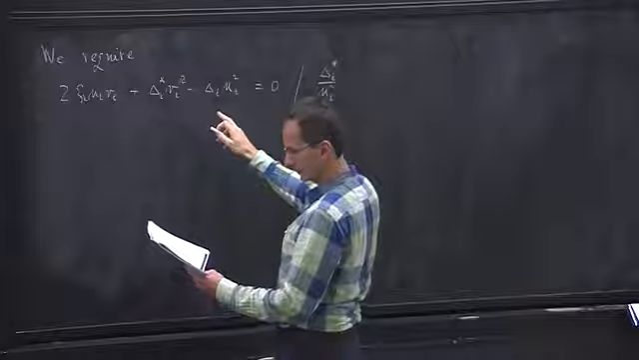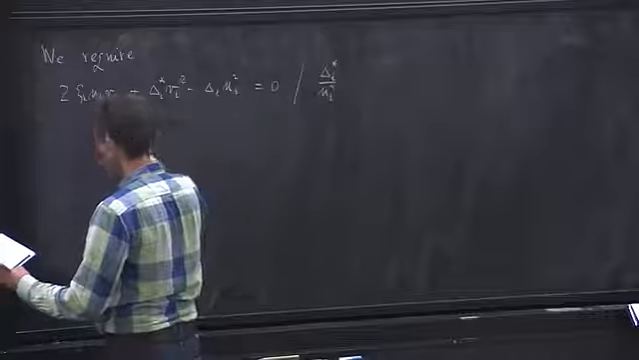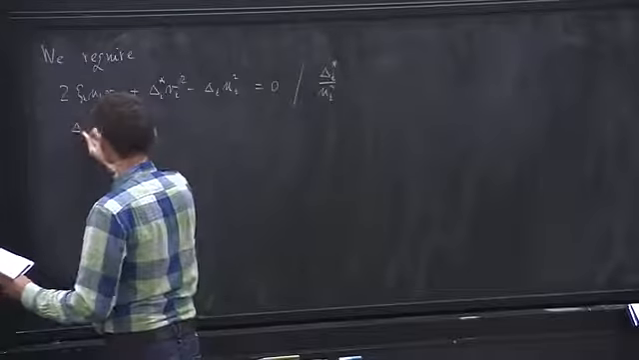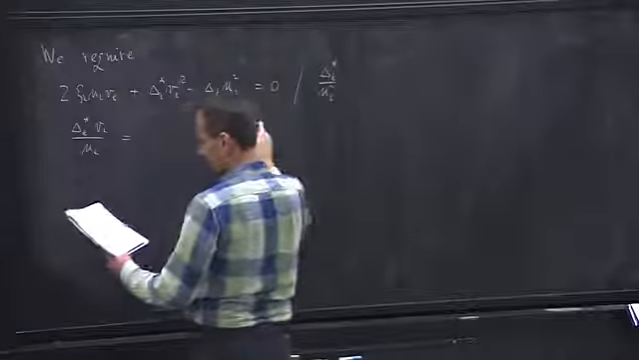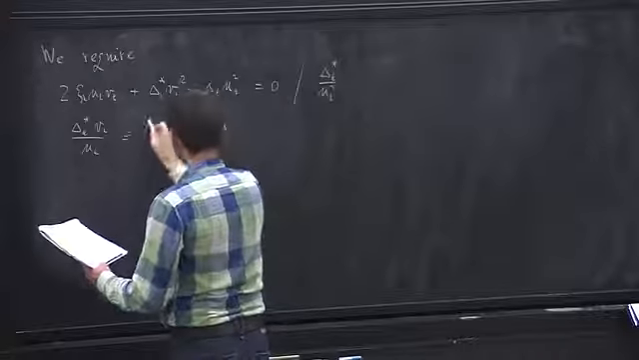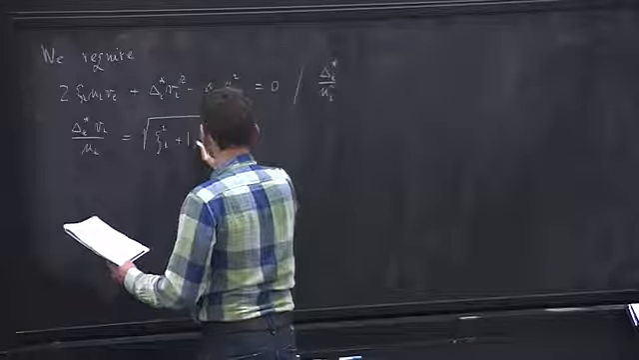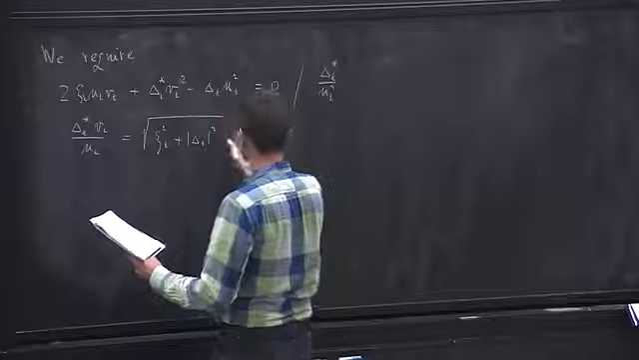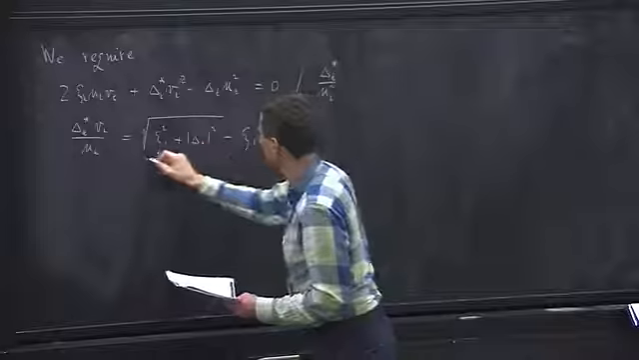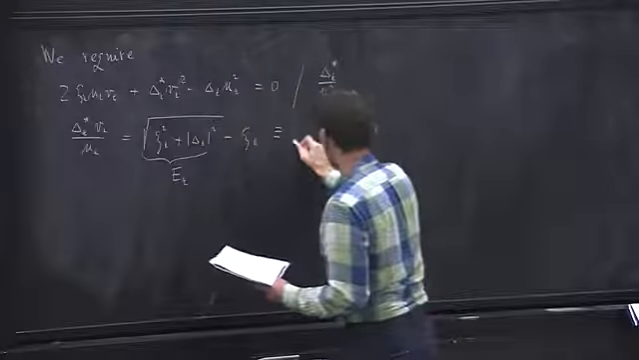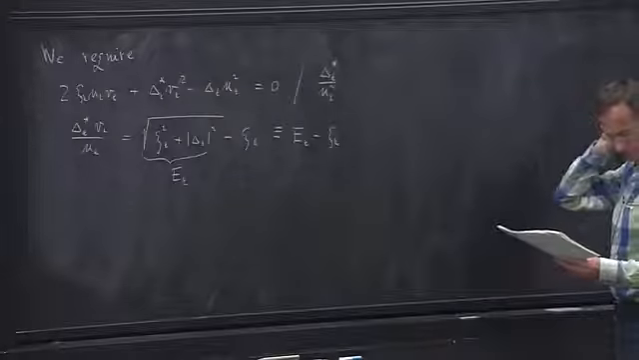I will isolate this term and put everything else on the other side, and what I get then is delta_k star v_k over u_k, and this is equal to the square root of psi_k squared plus delta_k squared minus psi of k. And if I define this quantity as before as my E of k, I can write this as E_k minus psi_k. Okay.